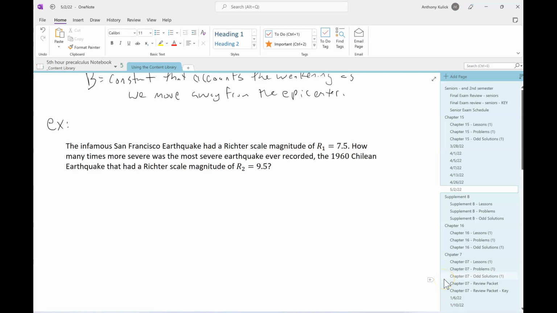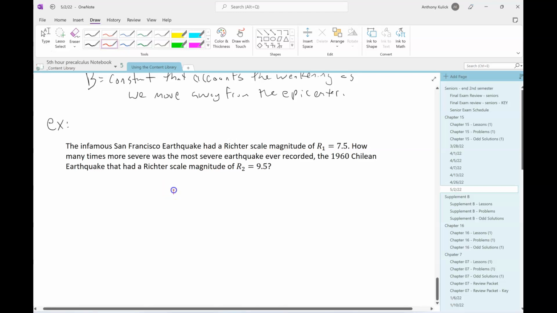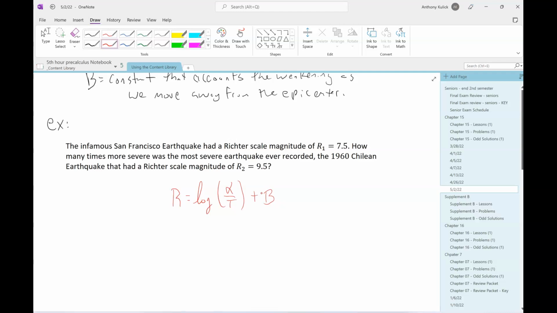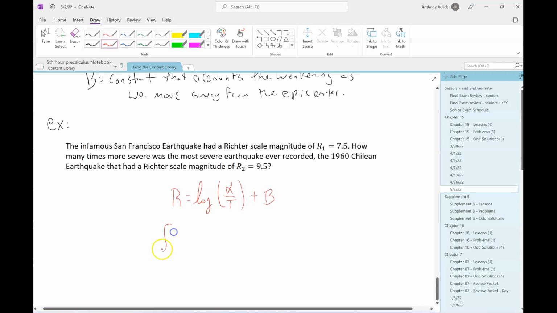So to do this, it should be pretty clear, since we're talking about the Richter scale, that we're going to be using our Richter scale formula. Everybody agree with that? And we're comparing 2 separate earthquakes, right? One in Chile and one in San Francisco. So I'm going to create a system of 2 equations.